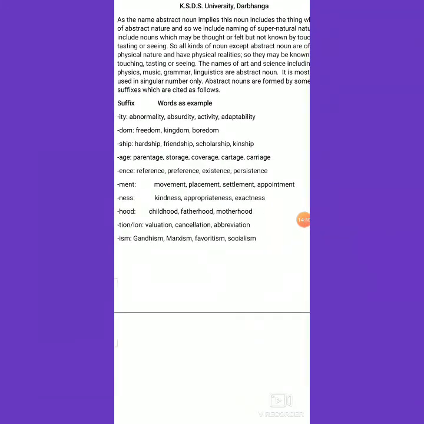Now we should notice one point, that here the suffix is used only with the lexical word. Out of a common noun, we can find an abstract noun. Or from an adjective, that is a lexical word, we can find an abstract noun. From a verb, a main verb rather, we can find an abstract noun. So wherever the suffix is used, it is used with just a noun, an adjective or a verb.